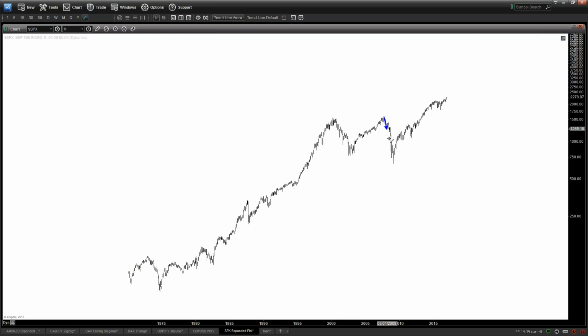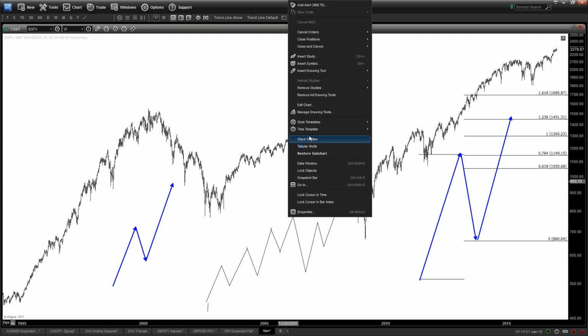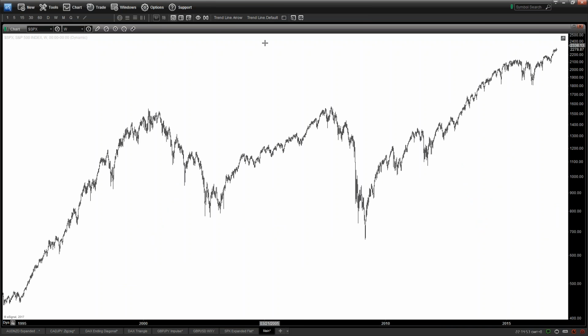A lot of people are scared of this. Now this is also a flat. You notice here? A, B, C. If I go to the lower time frame, this is monthly. If I go to the weekly, let me erase this. Now you notice very, very clear.